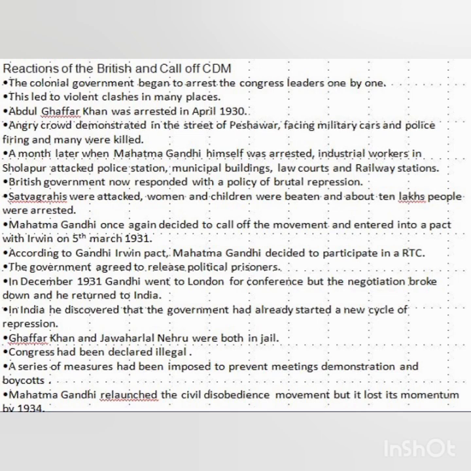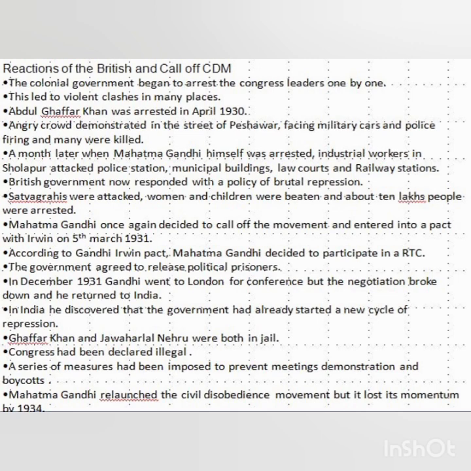Ghaffar Khan and Jawaharlal Nehru were both in jail. Congress had been declared illegal. A series of measures had been imposed to prevent meetings, demonstrations and boycotts. Mahatma Gandhi relaunched the civil disobedience movement, but it lost its momentum by 1934.